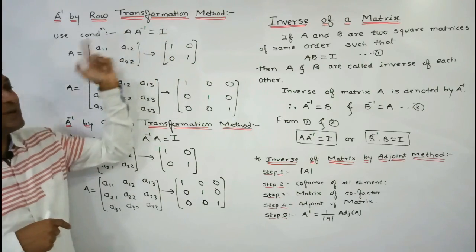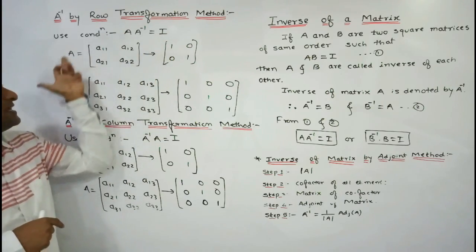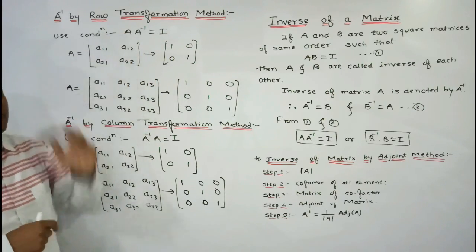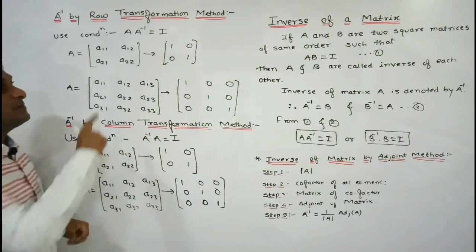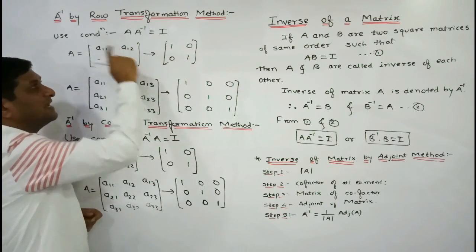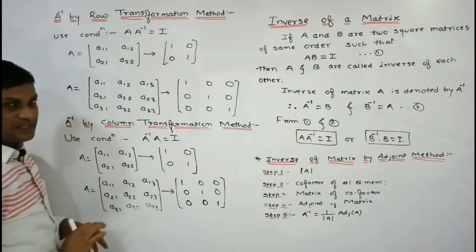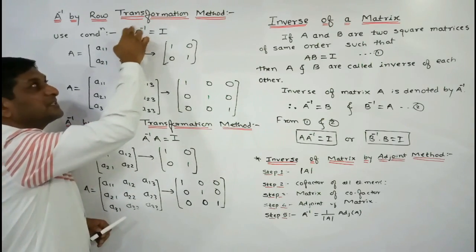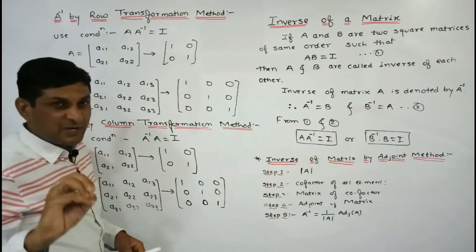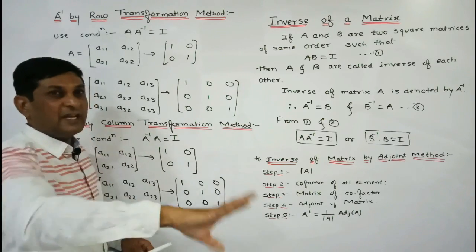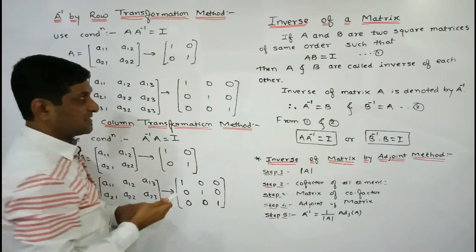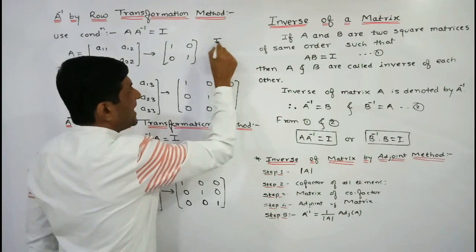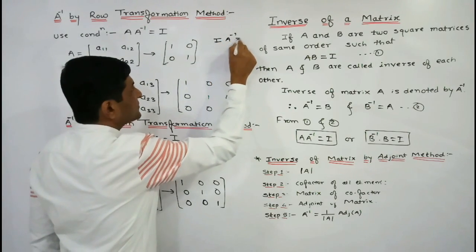So what is our aim? Whatever matrix A is given to us, let us suppose that its order is 2 by 2. Our aim is to convert this matrix A into what? Identity matrix. If this matrix becomes identity, then identity into A inverse comes. Means if you multiply any matrix by the identity matrix, we will get the same matrix. Means if you multiply the identity matrix by A inverse, we will get what?